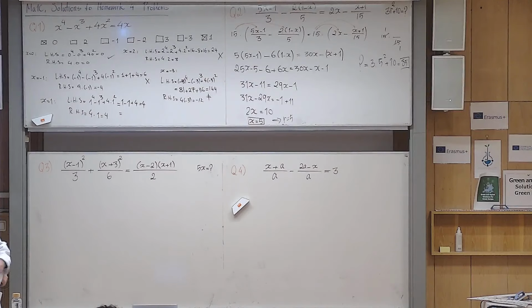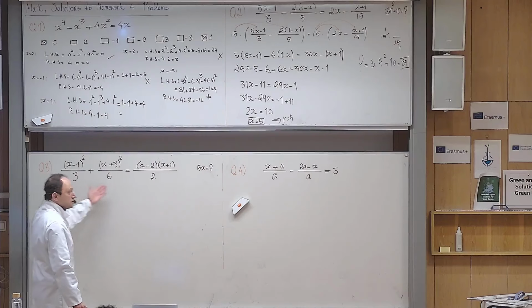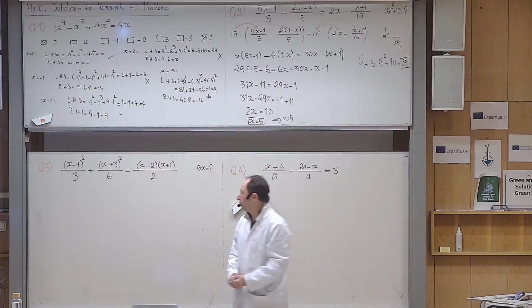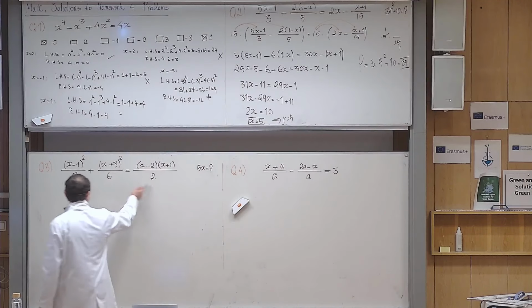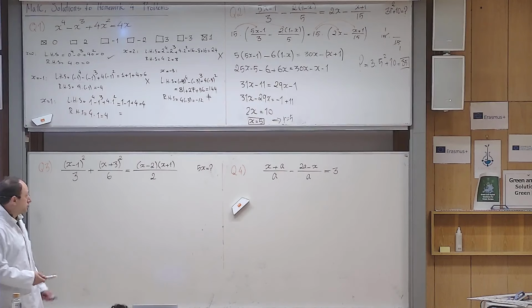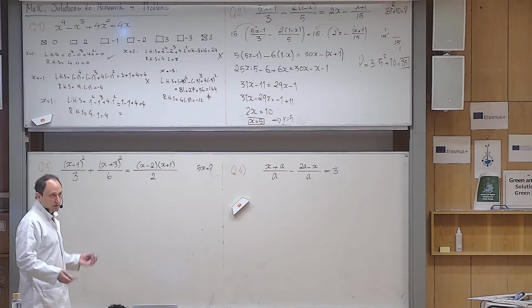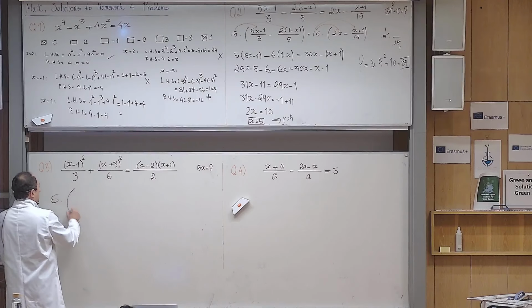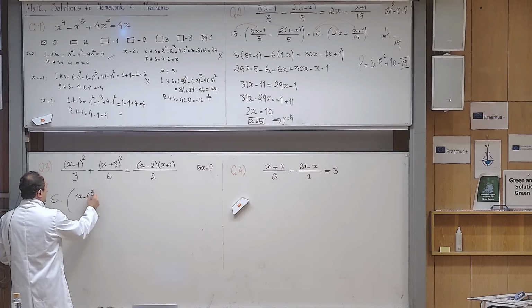I'm sure that you know at least how to start. What should I do? I have an equation with fractions. There is one rule for it. Multiply by the LCD of all the fractions. So what is the LCD between 3, 6, and 2? The smallest number which is divisible by all of them simultaneously. 6. So I told you that. The first step, write it, okay? And then do the next step in your head. It's better.